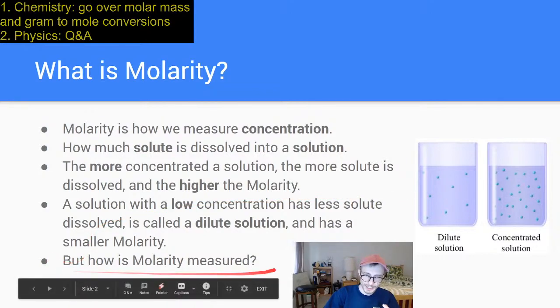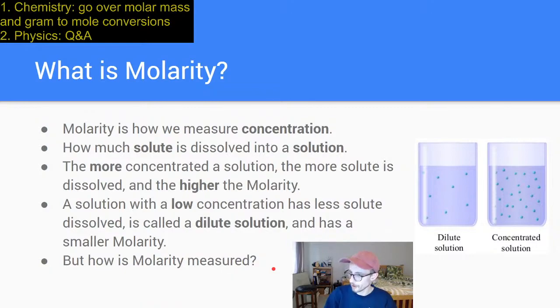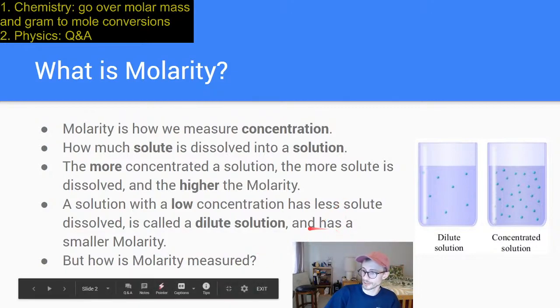The question of the day is, how do we actually measure molarity? We know that it's a measure of how concentrated a solution is, and we know from our own life experience that you can either dissolve a lot of something into water or just a little bit of something. Maybe you're trying to dissolve some sugar in your tea or coffee, and you dissolve a lot of it versus a little bit. Well, if it has a lot of sugar dissolved, that's a high molarity. If it has just a little bit of sugar dissolved, it's a low molarity or a dilute solution.